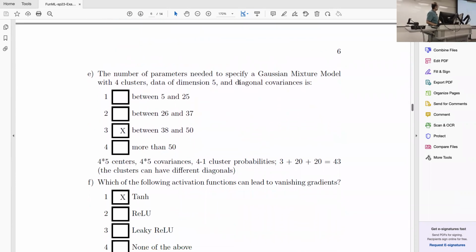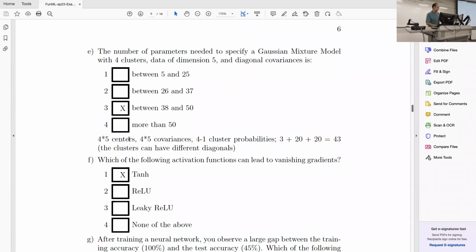Okay, this one here, what do we have? We have 5 features, a dimension of 5. We have 4 clusters. So right away you have the centers, the mu. You have 4 times 5 of them. How many covariances? Also 4 times 5 of these. And how many probabilities? You have 4, but you need to update only 3 of them. The fourth one you can calculate. So it's really 4 minus 1. So the exact number is 43. But I was kind enough to give you a range, so even if you make such small mistakes, you should get this answer correct, even within those numbers.